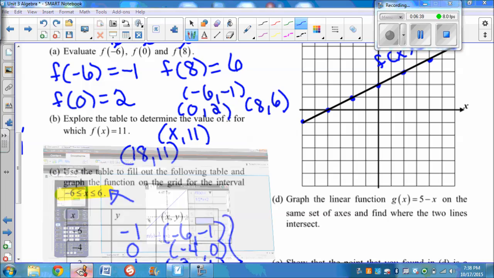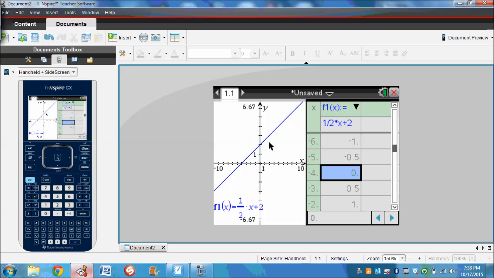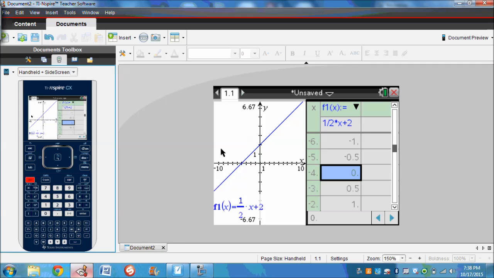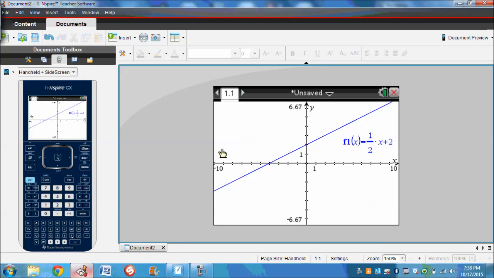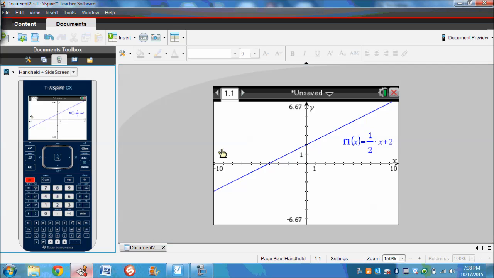So let's go back to our calculator. And to close that table so we can just see the graph, if you hit Control T again, that will collapse the table and you'll get that full graph back. So if we need to type in a second function, we have to hit Control G for graph. So we've got f2 of x, so that's going to allow us to enter in 5 minus x and hit enter. And now we see f2 of x.